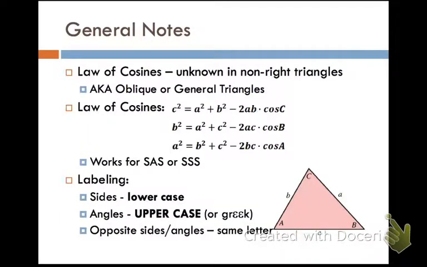Okay, so the general notes. First off, the law of cosines helps us solve for unknowns in non-right triangles. These are sometimes called oblique triangles or just general triangles. The law of cosines really only is this first version here.